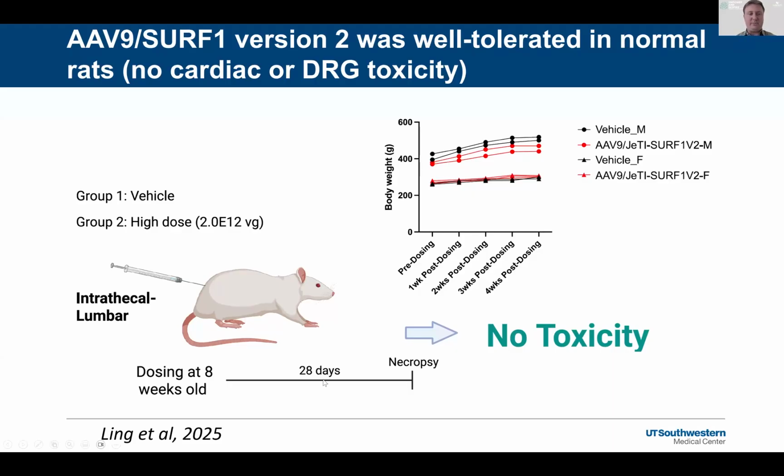But in this case, we dosed mice at 8 weeks old, did a necropsy at 28 days old, and we basically saw no toxicity. So no changes in weight or body condition. A comprehensive histopathology analysis didn't show any of the heart toxicity or dorsal root ganglia toxicity that we saw with the original vector design.